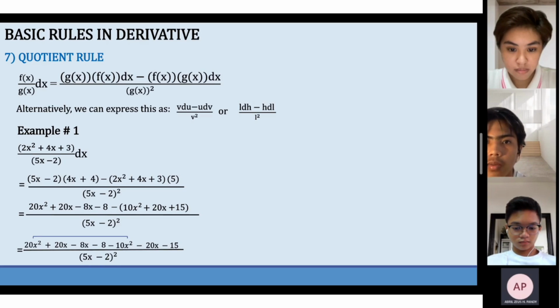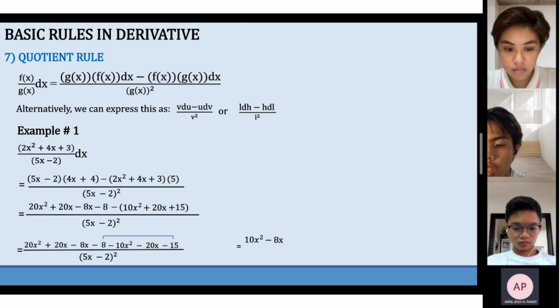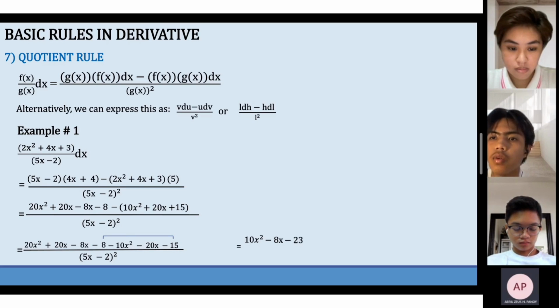Then combine like terms. 20x squared minus 10x squared is 10x squared. 20x minus 8x minus 20x is negative 8x. Then negative 8 minus 15 is negative 23 all over the quantity of 5x minus 2 squared. Since there is nothing to do, this is the final answer.